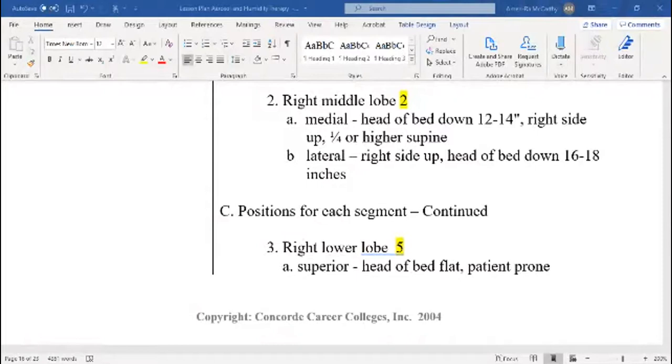But not a whole lot. It's just 12 to 14. So it's head of the bed down, but not too much, because the next one, the head of the bed is going to be down even more. And when you come to lab, you have your mannequin and you can turn them and turn the bed and do a little practice before we check off.